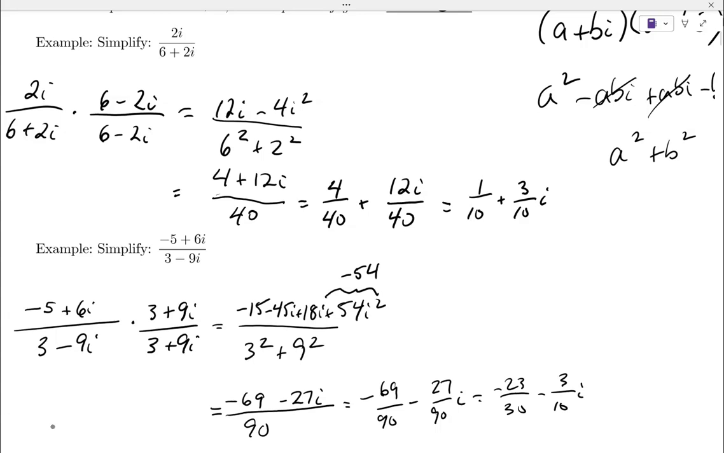What questions do you have on those? Same process every time. If you're asked to divide complex numbers, that's what you do. Multiply top and bottom by the conjugate and simplify. It's the only real difference of doing anything with division. The addition, subtraction, multiplication, you do the exact same things you would do with polynomials. The only thing that's a little bit different is when you hit I squared, you get -1. All right.